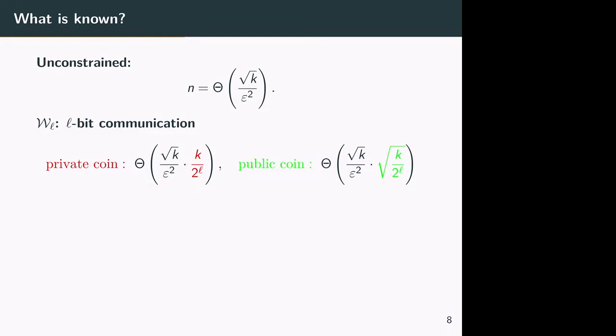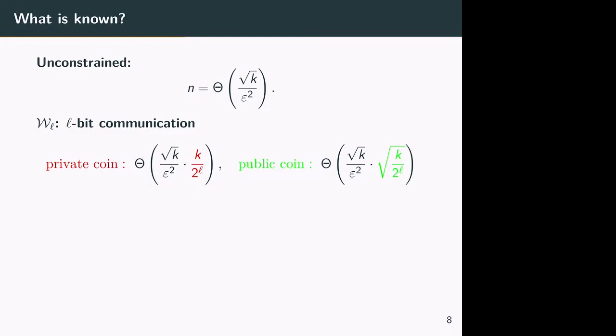If there are absolutely no constraints and the users can send their exact sample over the domain of size K to the server, this requires square root K over epsilon squared, which was established much earlier. Now imagine we have communication constraints. If you have L-bit communication constraints, what we show is that for private coins, you now have to pay more. How much more? K over 2 to the L more. And for public coins, you pay the square root of that quantity, square root of K over 2 to the L. Now you may ask, what happens for L equal to log K?